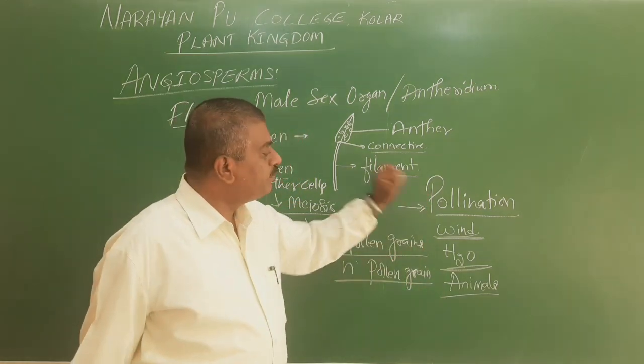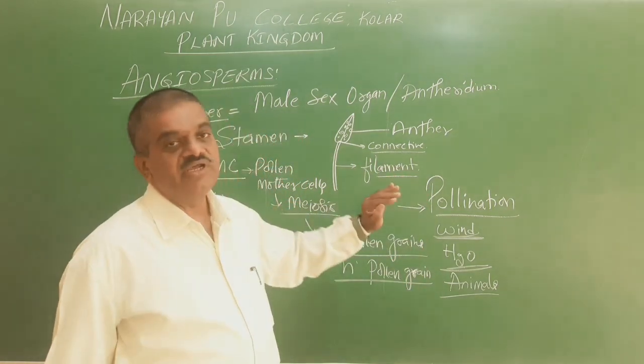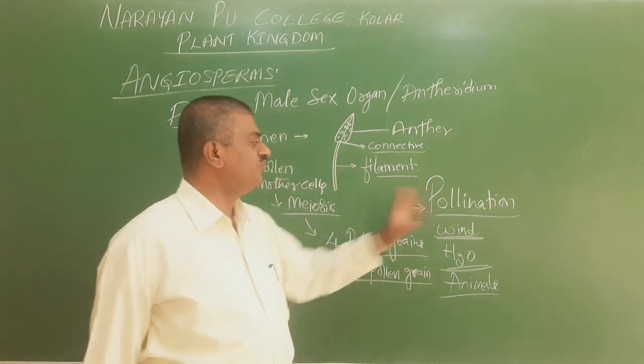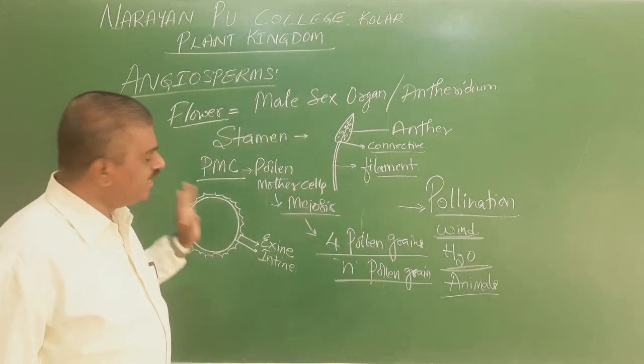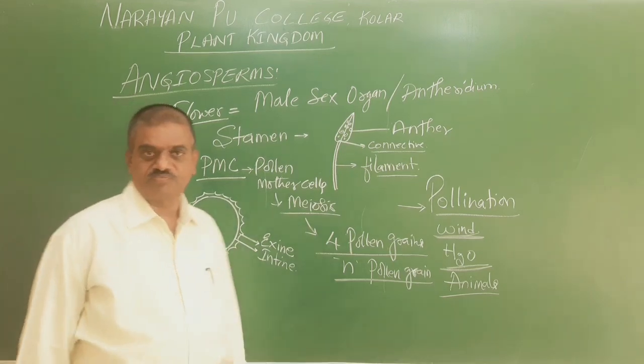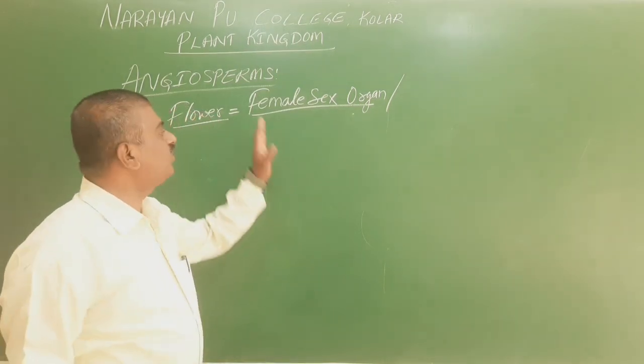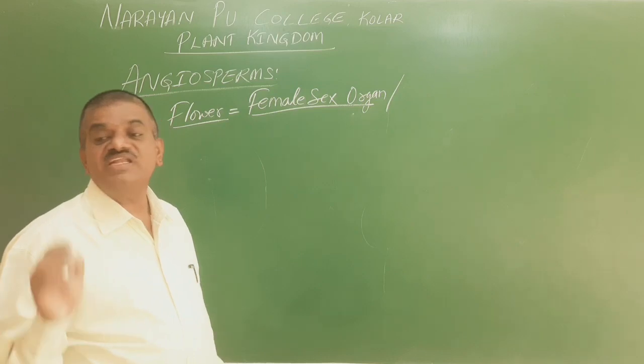So here, the transfer of pollen grains from male to female is called pollination. So this is about the male sex organs. Now we go for the next one, the female sex organs.